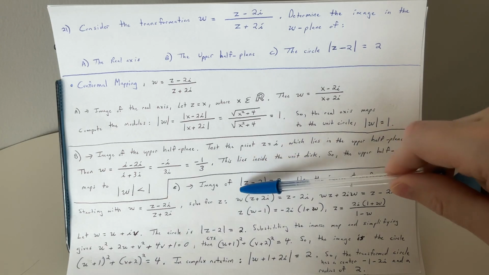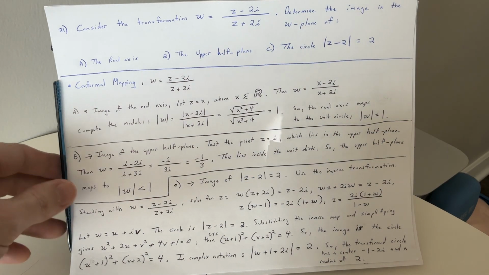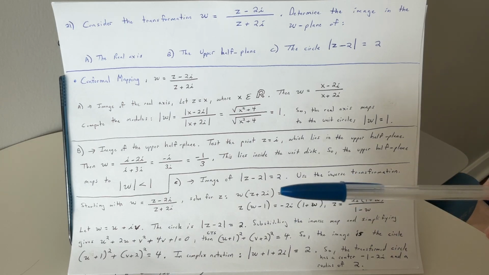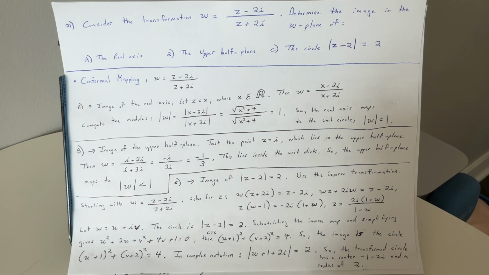Okay, and now for part C, we have the image of modulus of z minus 2 equals 2. So we use the inverse transformation, starting with w equals z minus 2i over z plus 2i. We solve for z. w times the quantity z plus 2i equals z minus 2i, so wz plus 2iw equals z minus 2i. z times the quantity w minus 1 equals negative 2i times the quantity 1 plus w. z equals 2i times the quantity 1 plus w over 1 minus w.